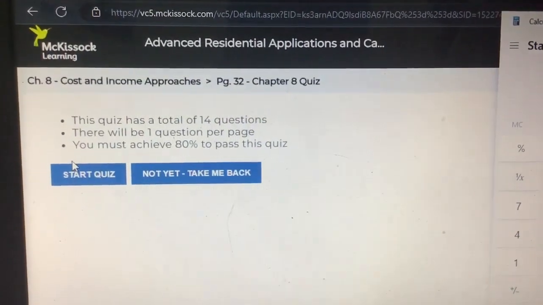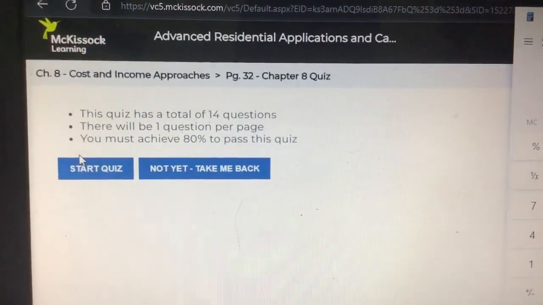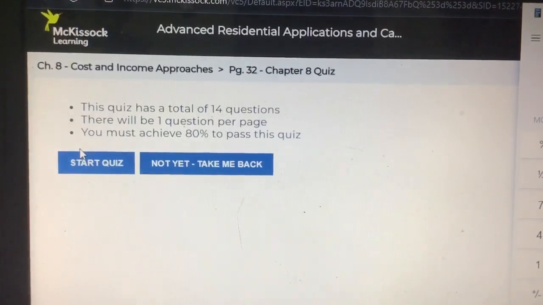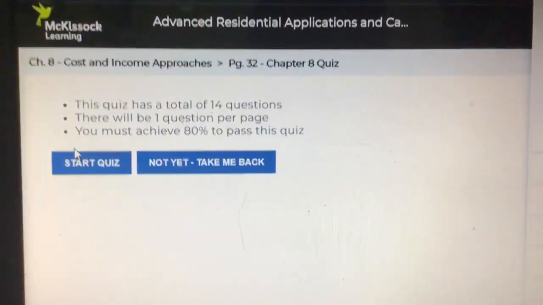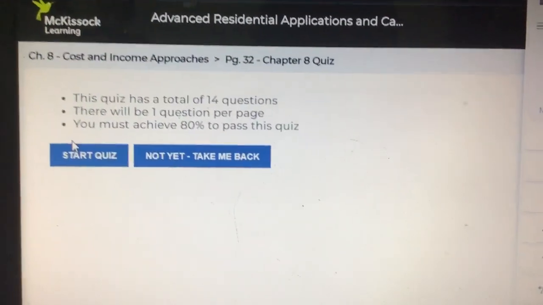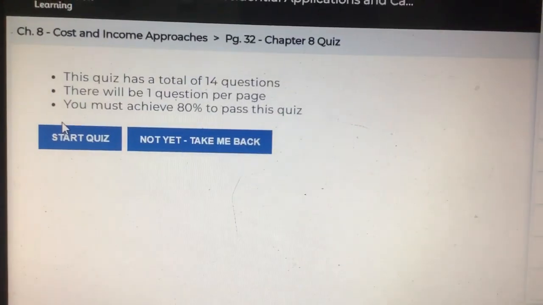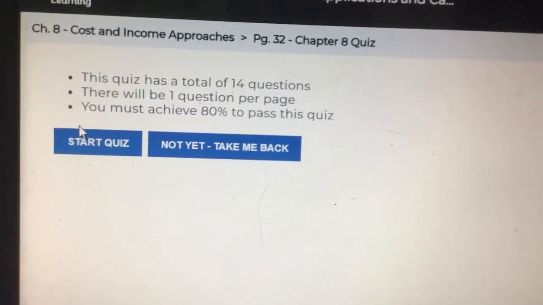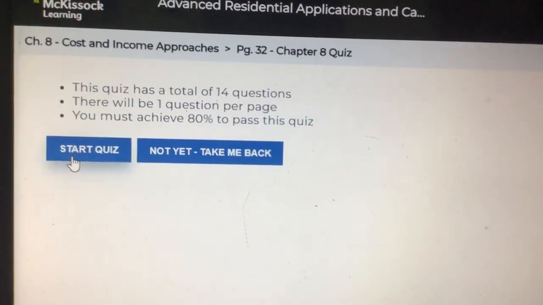Advanced Residential Applications and Case Studies. Chapter 8, Cost and Income Approaches. Page 32. Chapter 8, Ending Test. Retake. This quiz has a total of 14 questions. There will be one question per page. You must achieve 80% to pass this quiz. Start quiz.